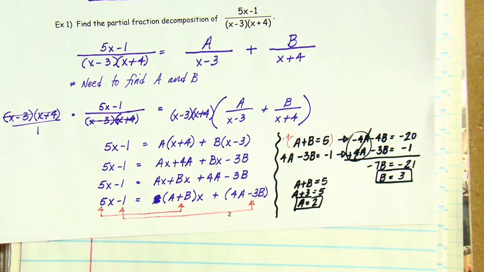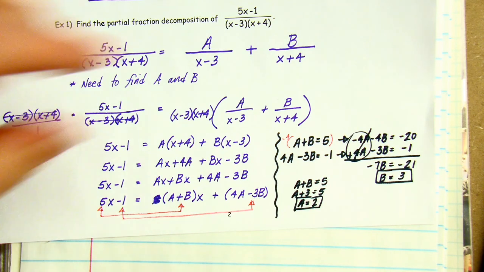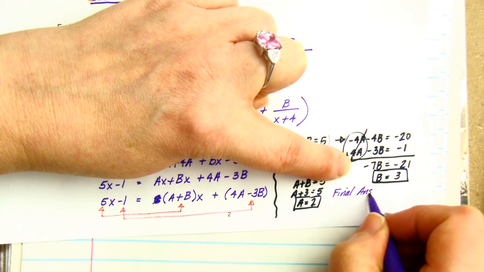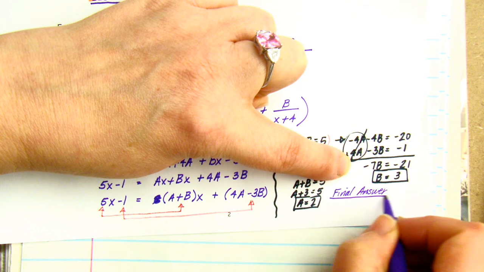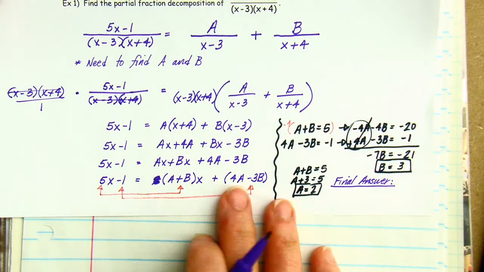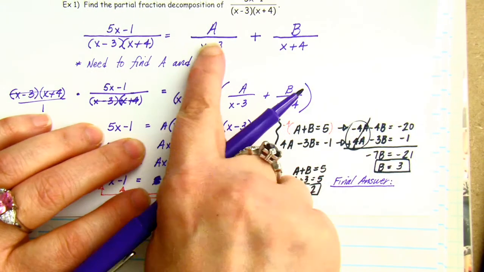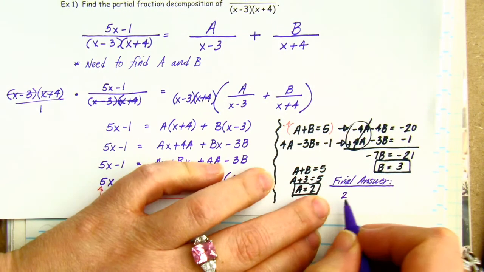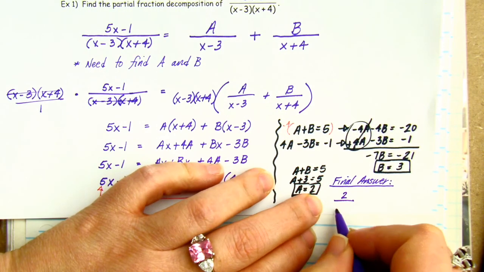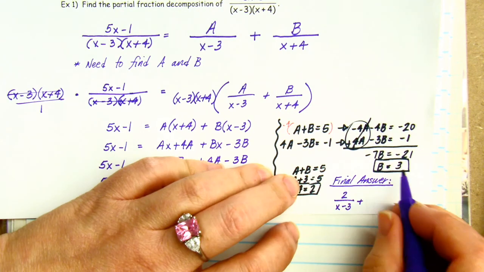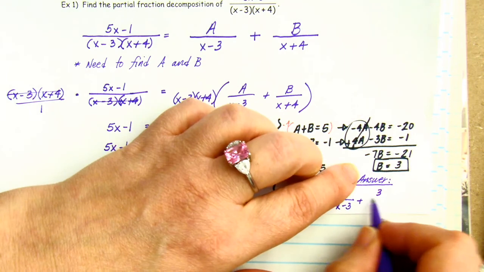And so my final answer, the partial fraction decomposition. Now, if I said A was 2, then I have to have a 2 here. So it's 2 over x minus 3 plus 3 over x plus 4.